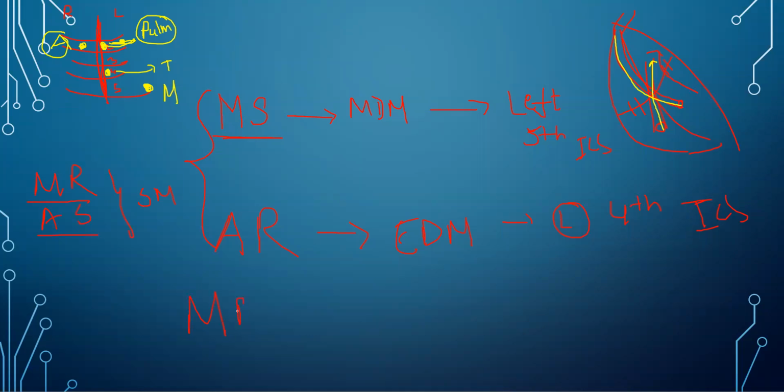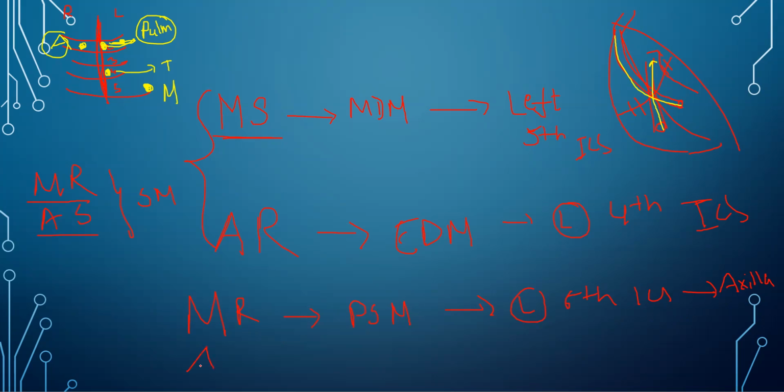So the mitral regurgitation murmur will be a pan-systolic murmur, and mitral means it will be at the left fifth intercostal space. And this mitral regurgitation murmur can radiate to the axilla. So that's the important finding.